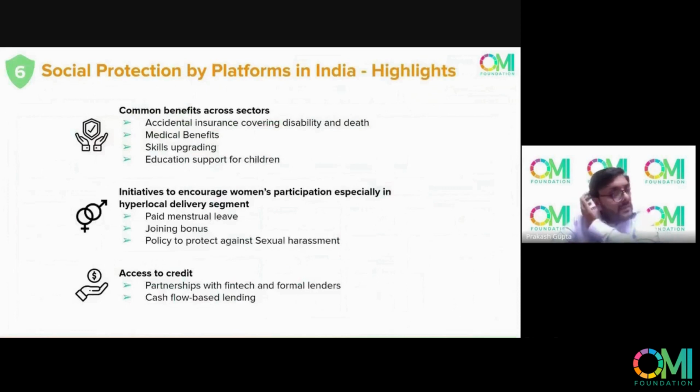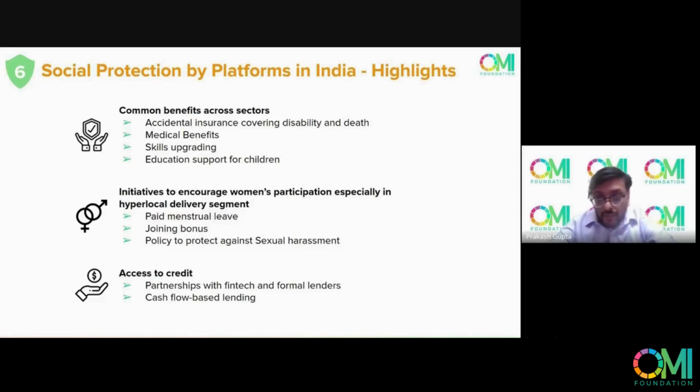Now, as I have mentioned, the common benefits are accidental insurance covering disability and death, and medical benefits of several kinds. When it comes to medical benefits, we see some variation in terms of telemedicine services provided by some sectors. In addition, discounted medicines and diagnostic tests, and a few platform businesses are also providing health insurance with or without top-ups for covering the family members.